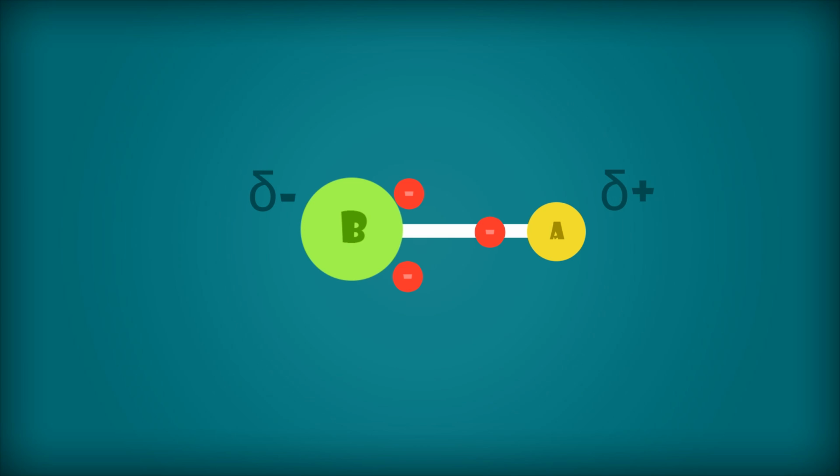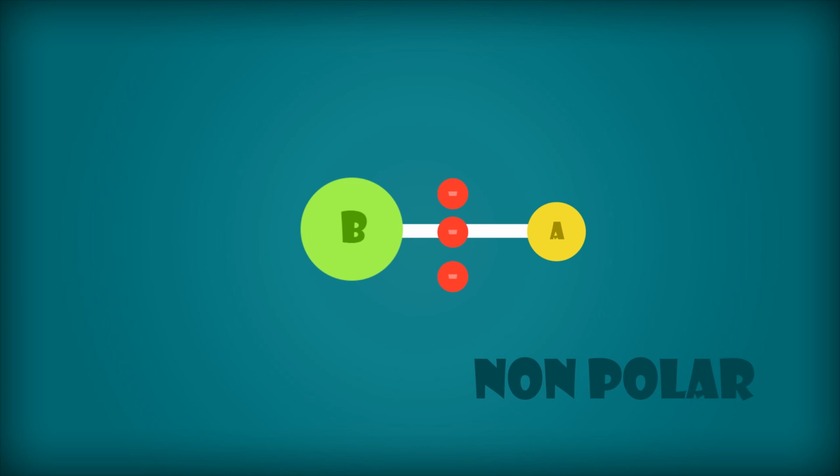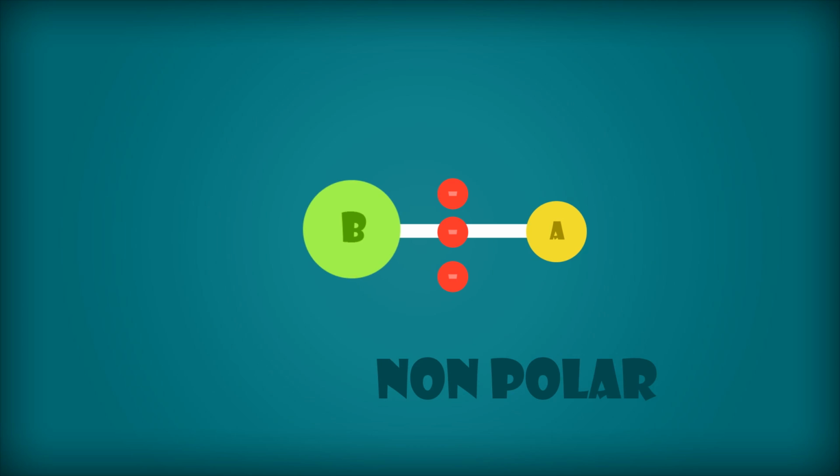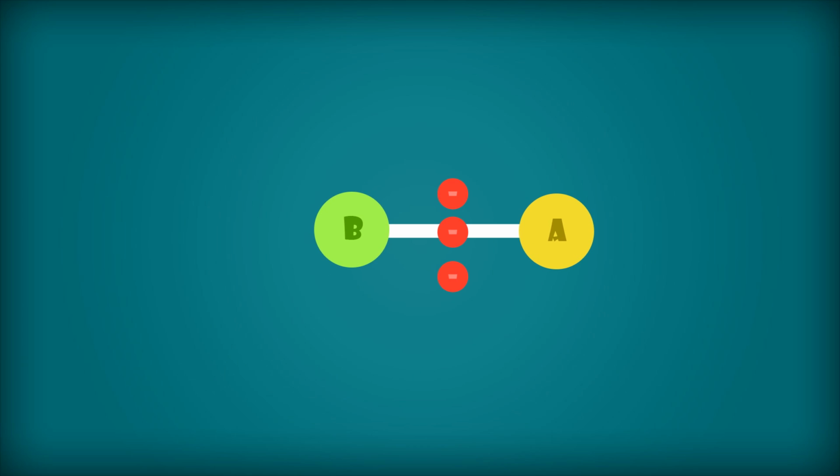But not all covalent bonds are polar. Some that do share electrons equally are known as nonpolar bonds. This occurs when both atoms are equally electronegative. That's all for covalent bonds.